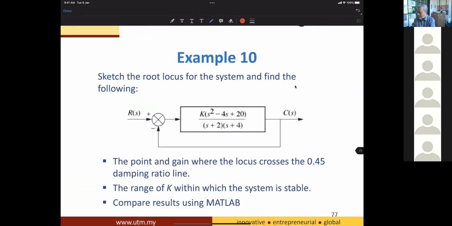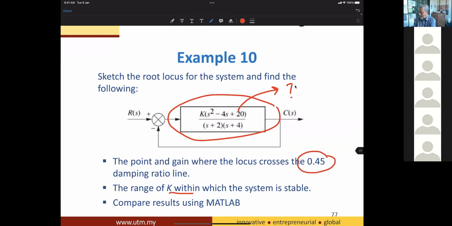Example number 10. Sketch the root locus for the system and find the following. So you now have open loop conjugate zeros here. Right? Open loop conjugate zeros. Okay, and then open loop poles -2 and -4. Again, zeta 0.45. Find the range K for stability, compare result. So now we plot, because in question, plot is given.